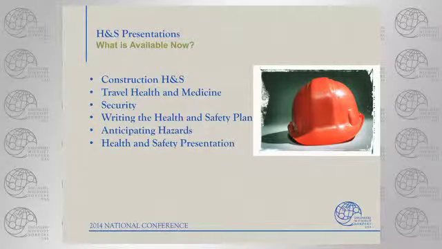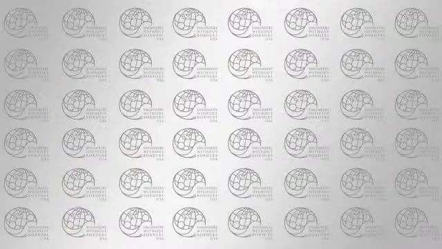There's a lot of stuff on the EWB website for health and safety. Many different topics are covered: construction, travel, health and medicine, security, the actual nitty-gritty of writing the health and safety plan, what hazards to look out for, and this presentation on how to prepare for looking at health and safety. A lot of these are modules on the website. All you have to do is go to the website, download them, and review the different components.